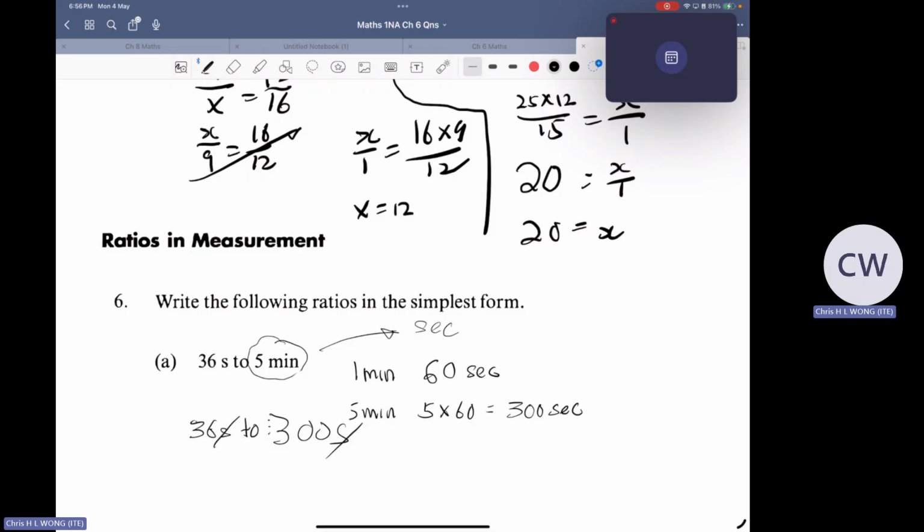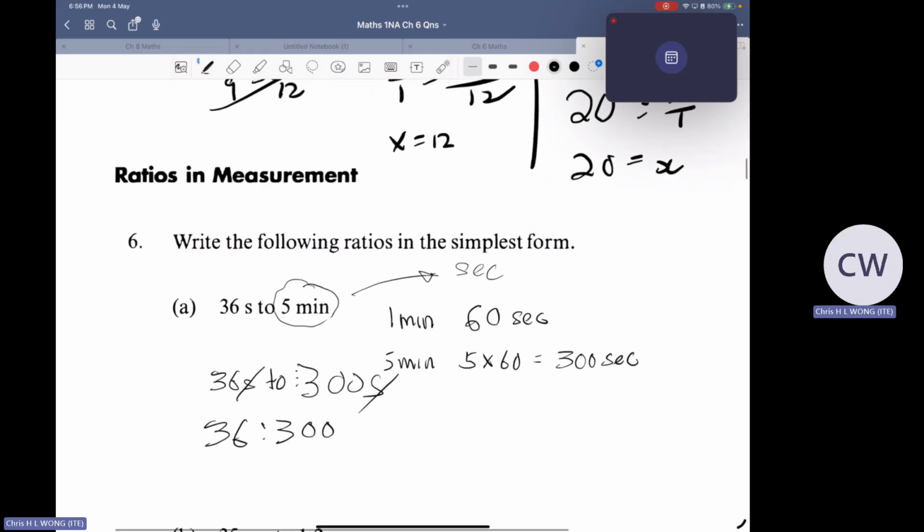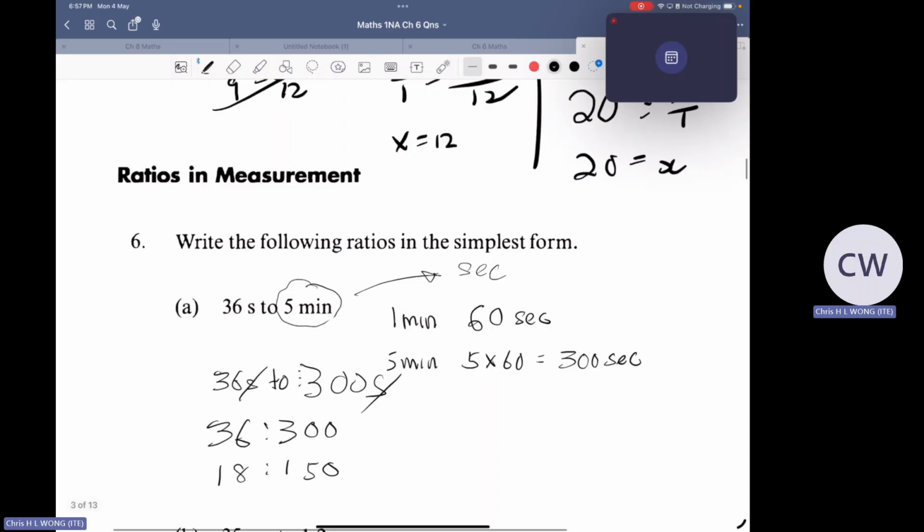So you have 36 is to 300. Reduce to the lowest term, straightforward. 18 times 2 is 36, 150 times 2 is 300. Not done yet. Divide by 2, maybe divide by 3 more. 6 times 3, 18, 5 times 3, 15.